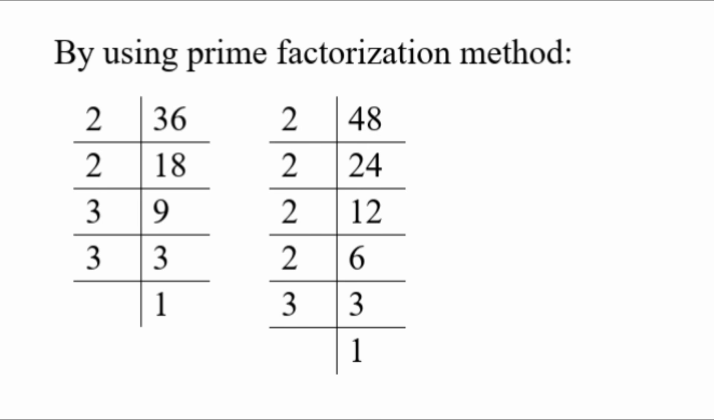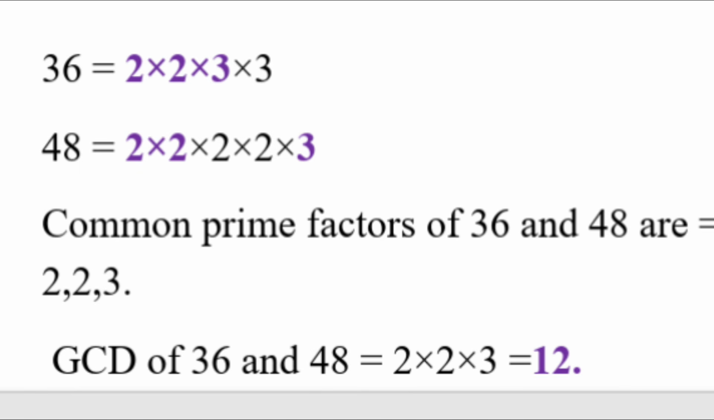Here we made the factors of number 36 and 48. Now we will write it in horizontal manner. So here we written the factors horizontally. Among those we have to choose the common factors, and the common prime factors of 36 and 48 are 2, 2, 3. And now, the GCD of 36 and 48 is the multiplication or the product of common factors. So 2 multiplied by 2 multiplied by 3 is equal to 12. Hence GCD of 36 and 48 is 12.